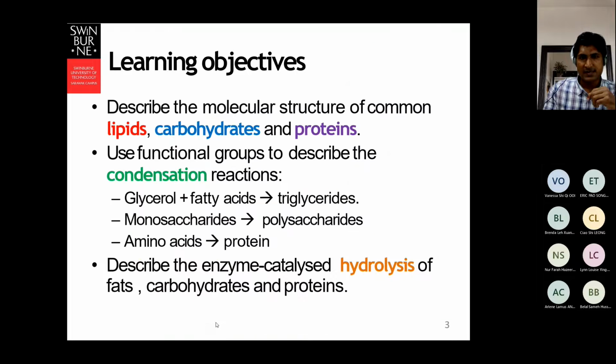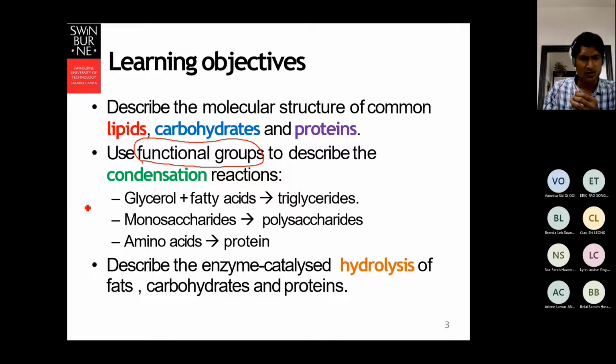Okay, so what are the learning objectives? What do you want to learn from these biomolecules? We want to distinguish and know what lipids, carbohydrates, and proteins are, why and how they are different. And then the functional groups. Why do we need to know the functional groups? Because if we know the functional group, we will be able to predict or narrow down their reactions, that is, what type of reaction will occur for them.